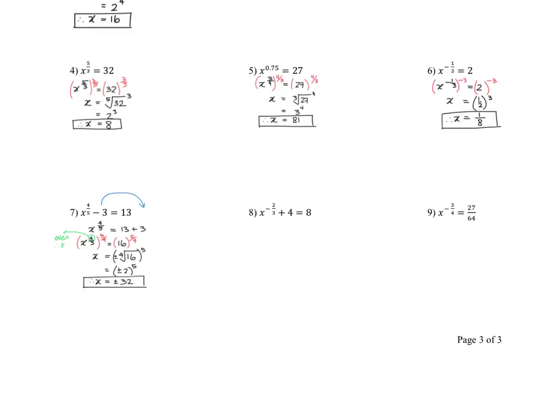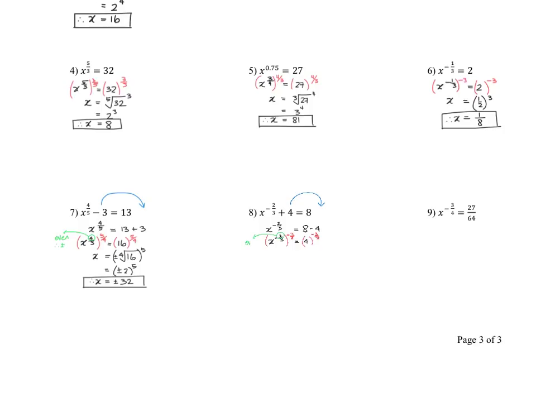All right, so here we go. We have x to the exponent of negative 2/3 equals, again, we need to move that 4 over to the right side, so that'll give us 8 minus 4. So x to the negative 2/3 equals 4. We want to keep two things in mind. The first thing is we are going to raise both sides to negative 3/2, because that is the reciprocal of negative 2/3. And the second thing we have to keep in mind is that this 2, the numerator, is even.